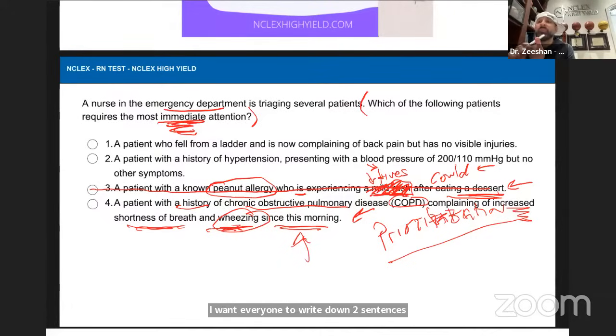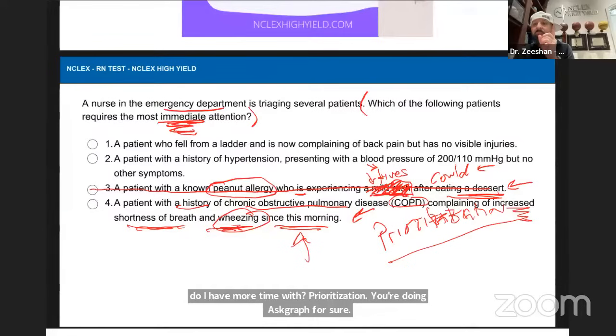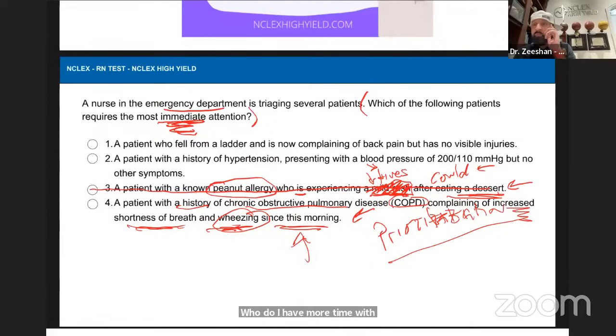Who do I have more time with? Prioritization. Who do I have? You're doing Ask Graph for sure. Who do I have more time with? Sentence number 1. Who do you have more time with? Sentence number 2. What more would I do?